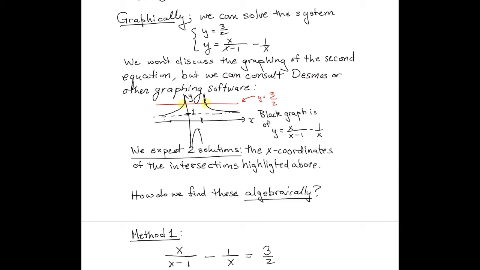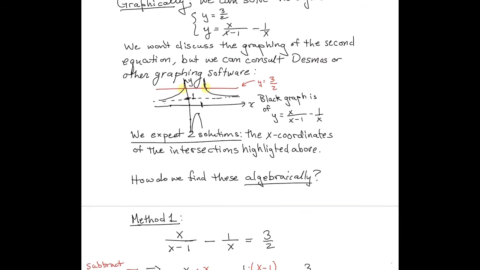In general, we can only approximate these if we're taking this graphical approach, but it is helpful to know how many solutions we're looking for, just like when we were solving systems of nonlinear equations. This is another system of a nonlinear equation. But how do we find these algebraically? How do we find these exactly?